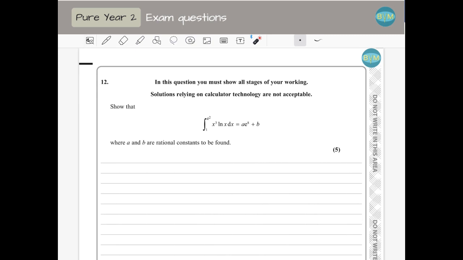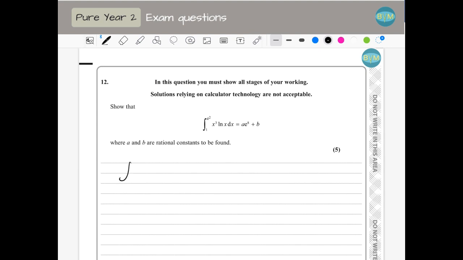Hello, this is question 12 in your June 2022 Pure 1 paper from Edexcel. You have to show this here, where A and B are rational constants to be found. So what we're going to do is integrate this expression and see how it compares with this answer.